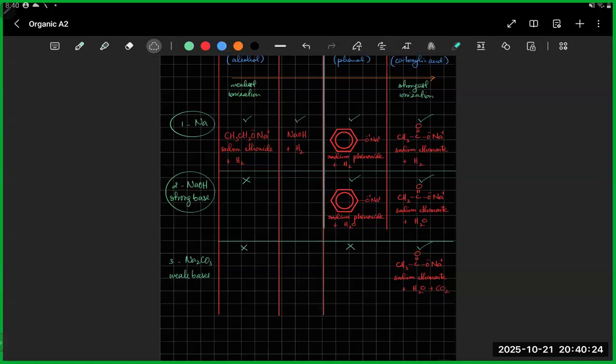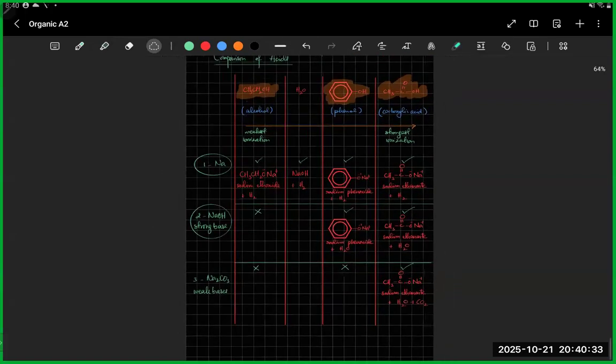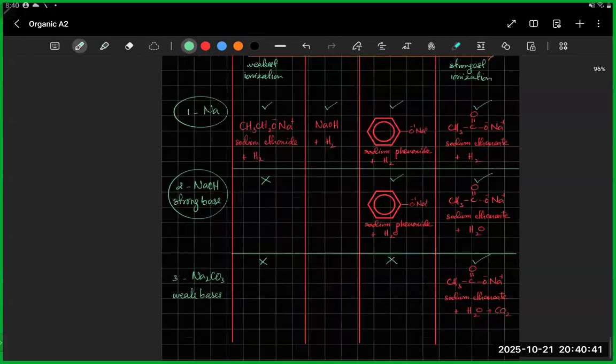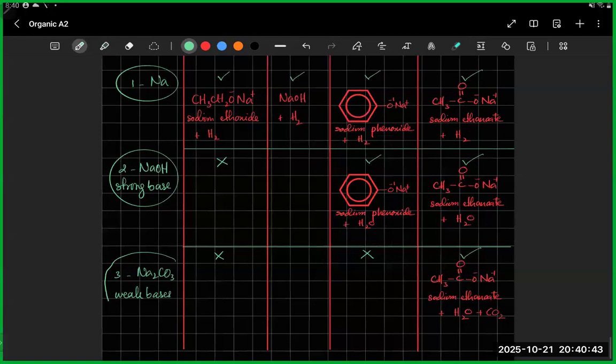At the moment what you need to know is that alcohols are like terrible acids, carboxylic acids are really good acids, and phenols are kind of in the middle. Is this clear? Yes.